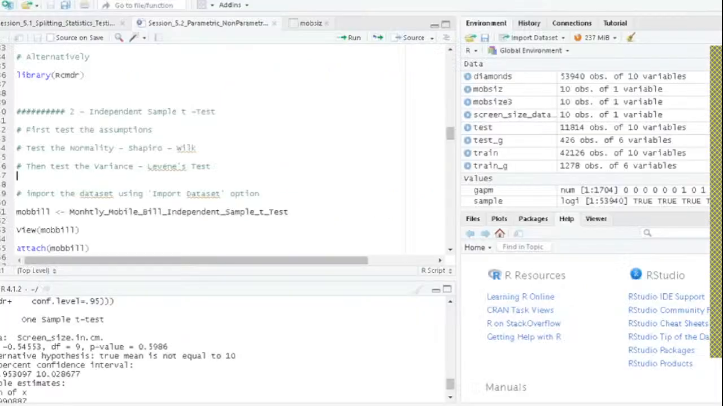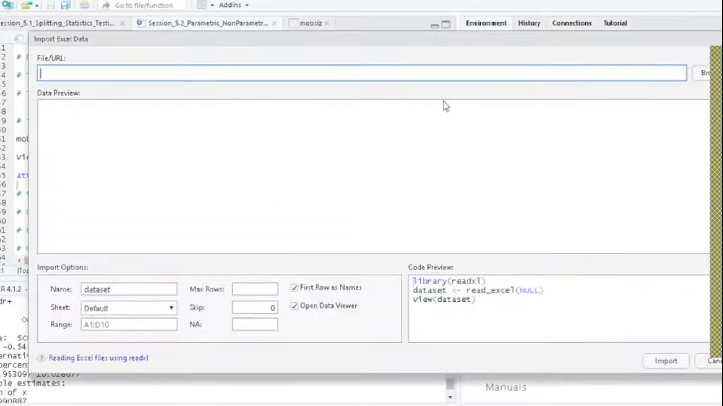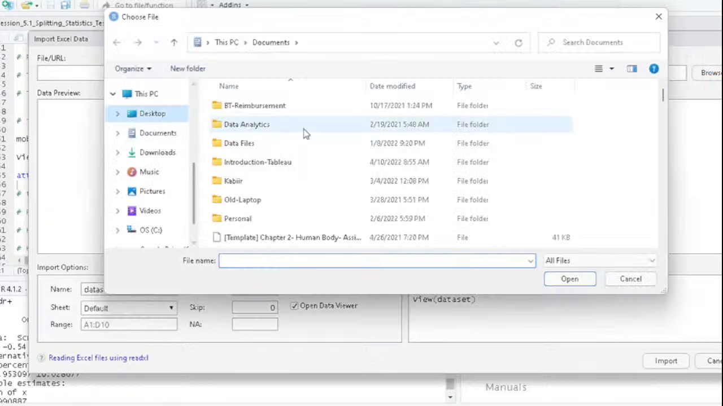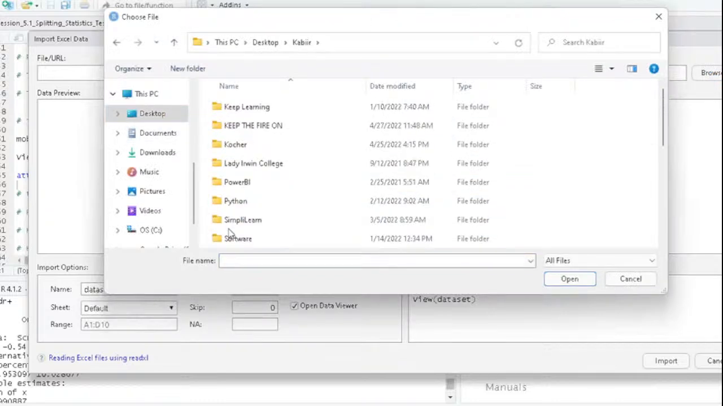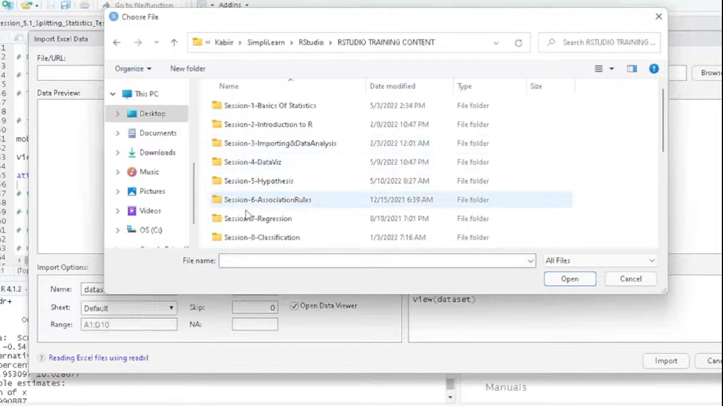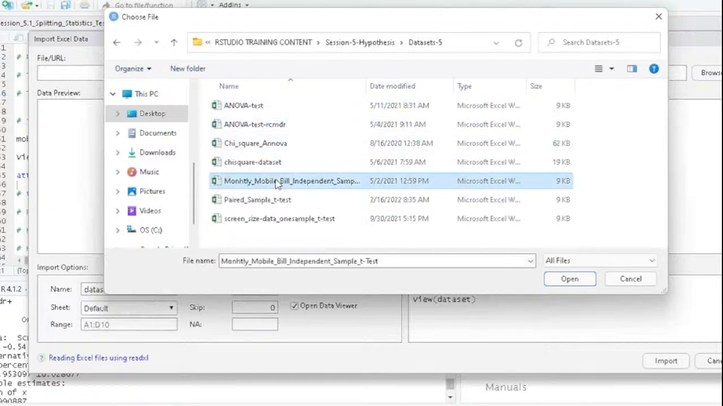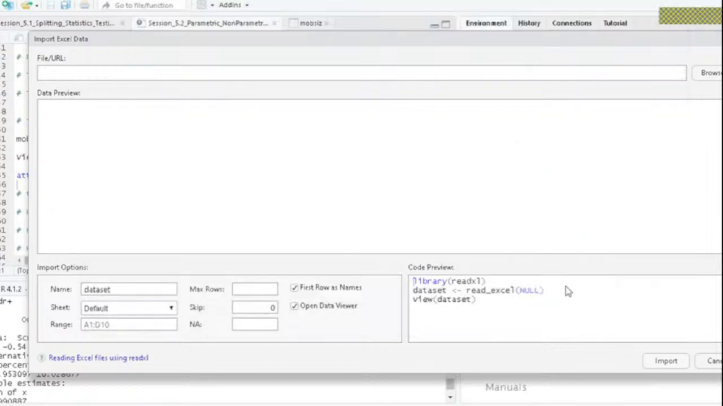Now let's go to, okay, I want you to import this and name it as mob bill. Line number 151. Let's import it. I will also import it in front of you. The monthly mobile bill file.